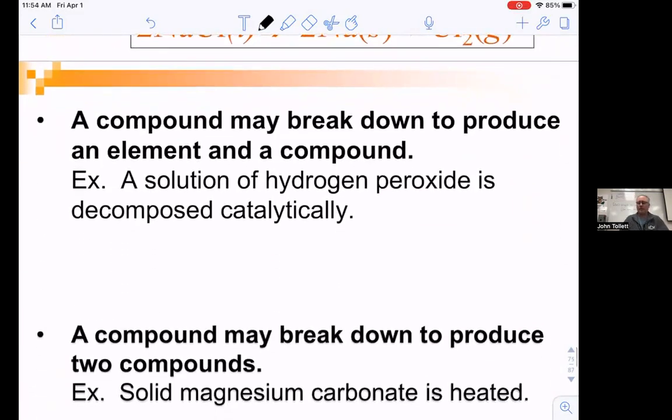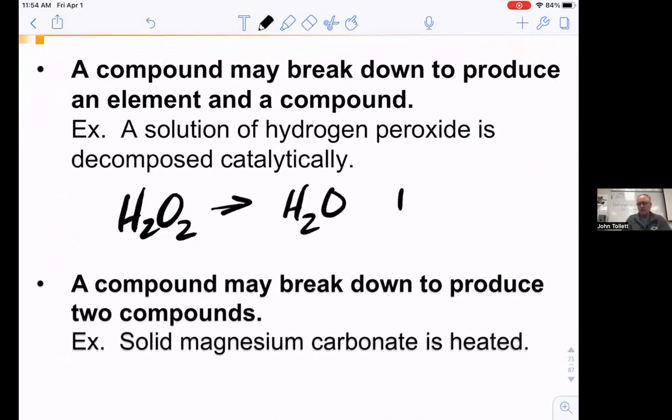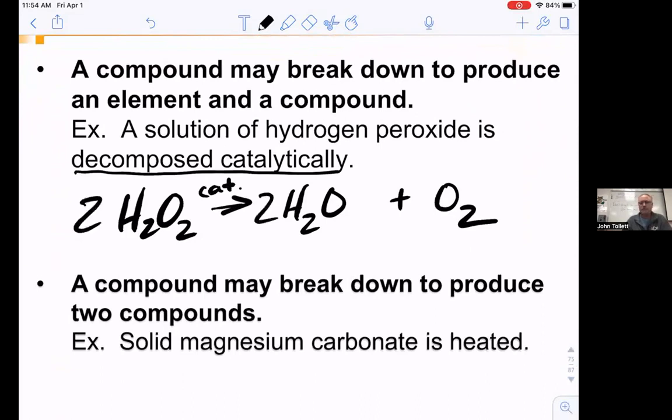So moving on, there are some other ones. You may have a compound that breaks up to produce an element and a compound. A good example is hydrogen peroxide. I think you guys know that hydrogen peroxide will break down into water and oxygen gas. Decomposed catalytically just means that you're having it go faster. You could write CAT up here for a catalyst if you prefer, but it's really not necessary. You balance this with a 2 and a 2, and you're kind of done with that.